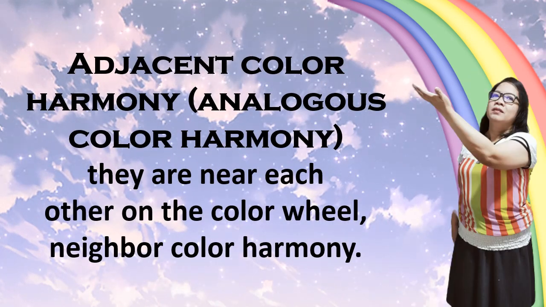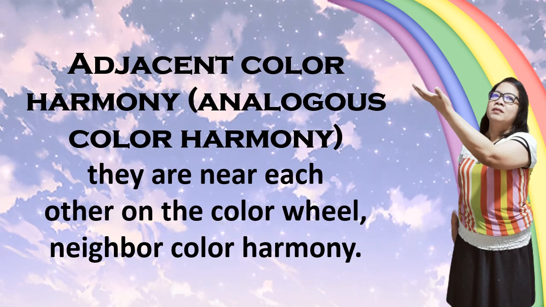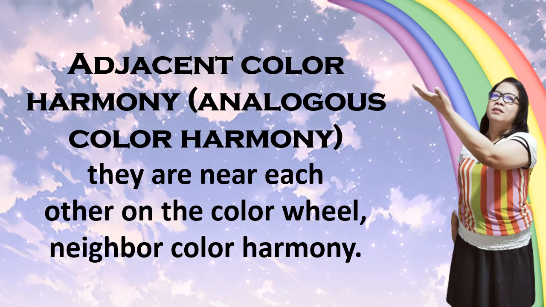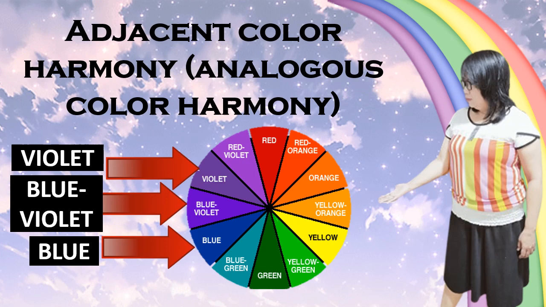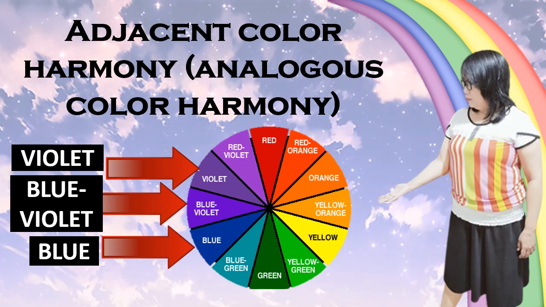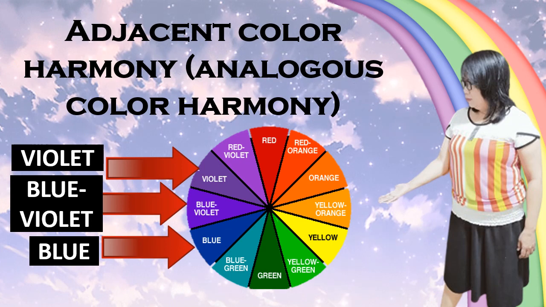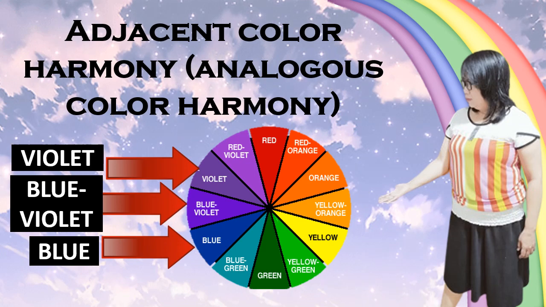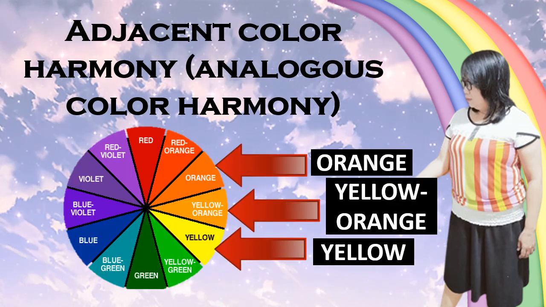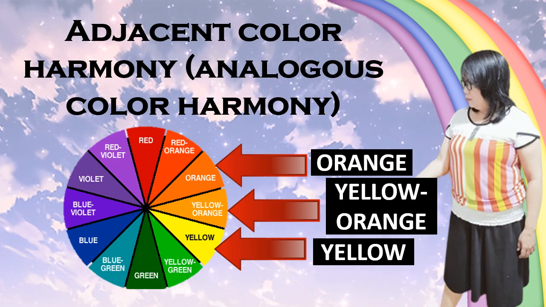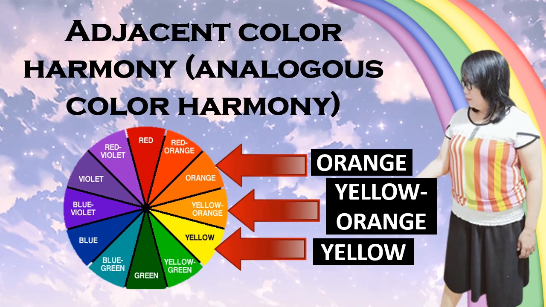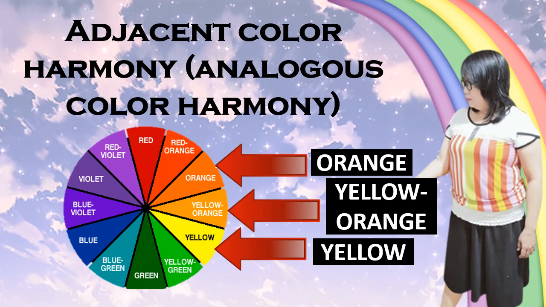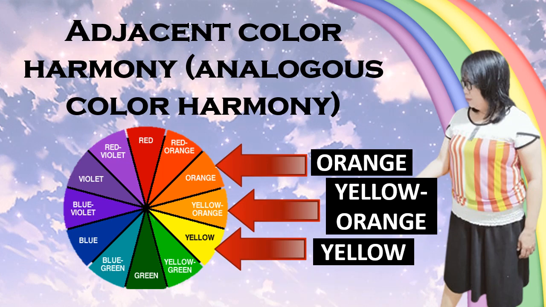Adjacent color harmony or analogous color harmony. They are near each other on the color wheel. Neighbor color harmony. An example of adjacent color harmony or analogous color harmony is violet, blue-violet, and blue. Here's another example of adjacent color harmony or analogous color harmony. We have orange, yellow-orange, and yellow.